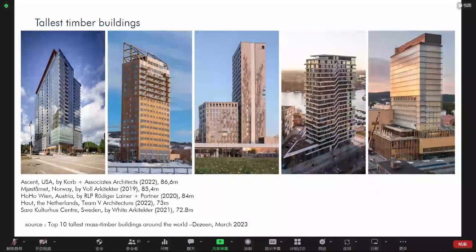To answer the question, what are the tallest buildings in the world today? You can see here several examples of the top five elements, with the highest building made of timber currently at 86 meters, and that's just released in the US. If I'm not wrong, it was an Austrian design office, but I have to check this.